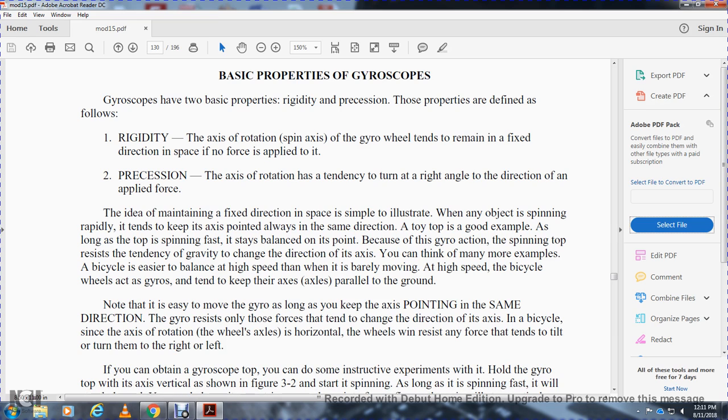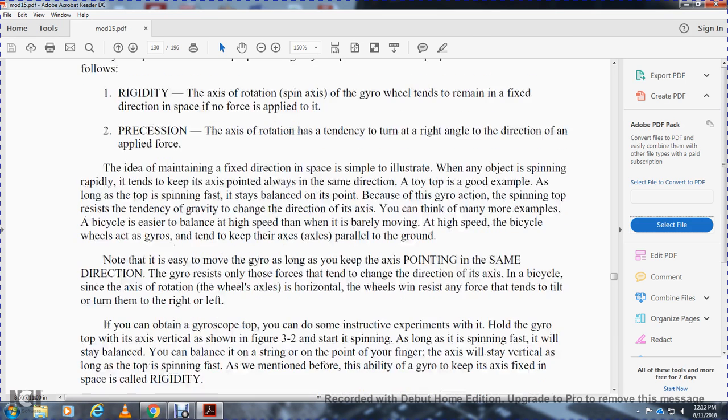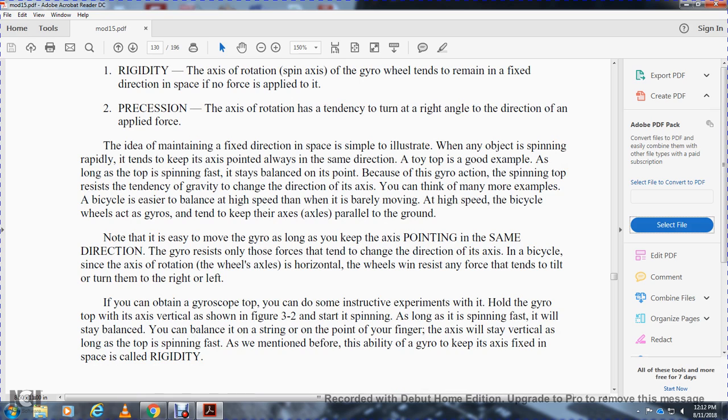Note it's easy to move the gyro along as you keep the axis pointed in the same direction. The gyro resists forces that tend to change the direction of the axis. The bicycle wheels have an axis of rotation, and the horizontal axis of the wheels will resist any force that tends to tilt it or turn it to the right or left. You can do some intricate experiments with the gyroscope.